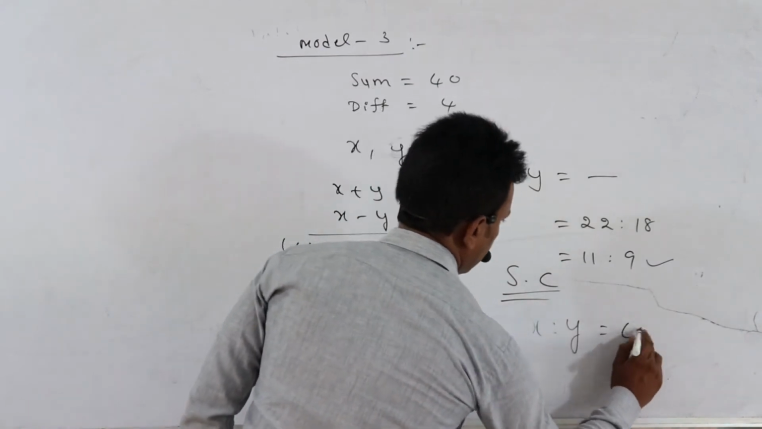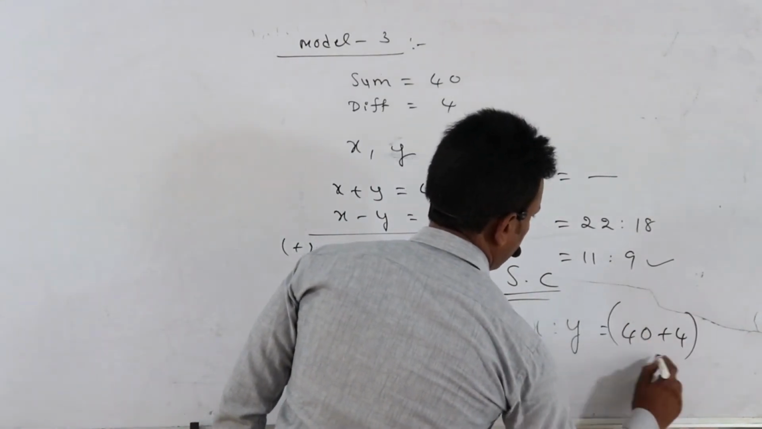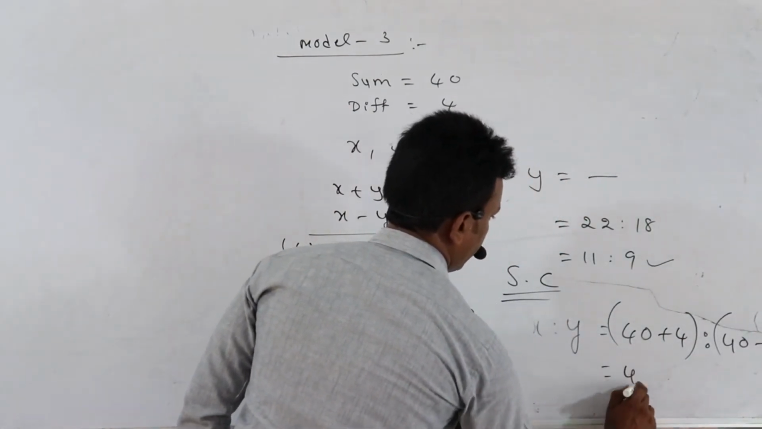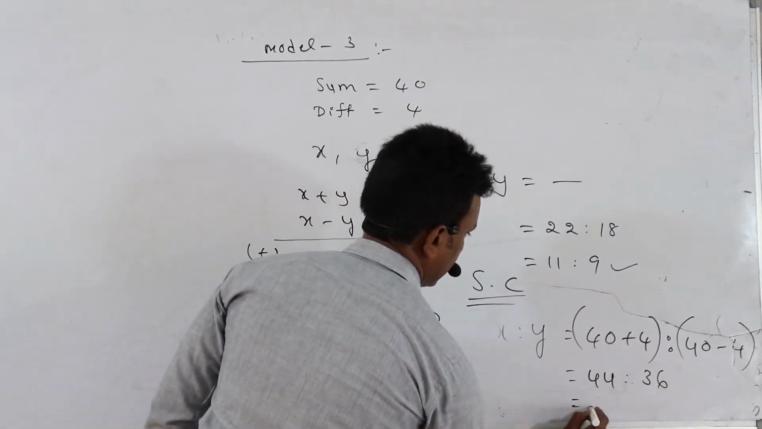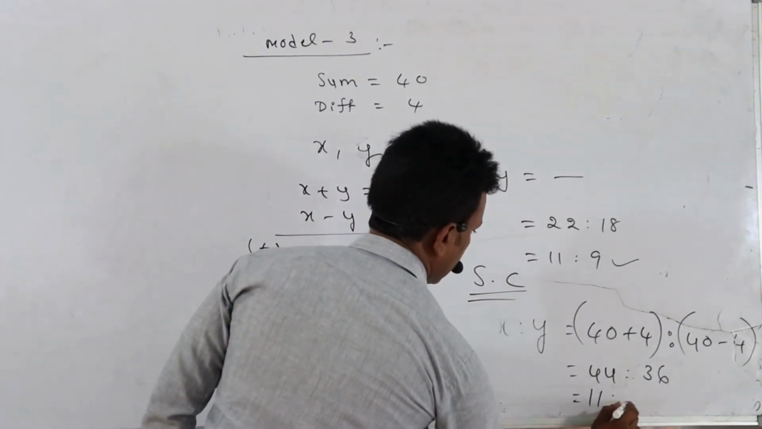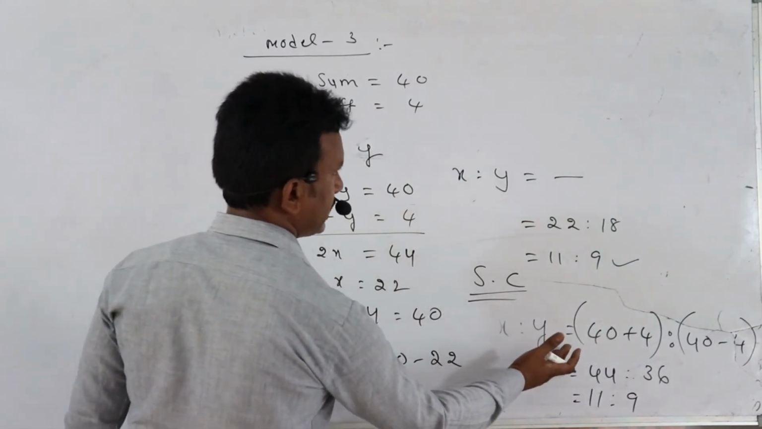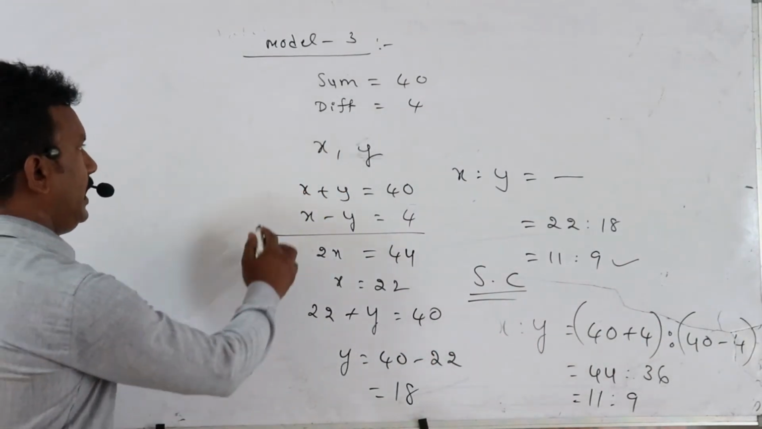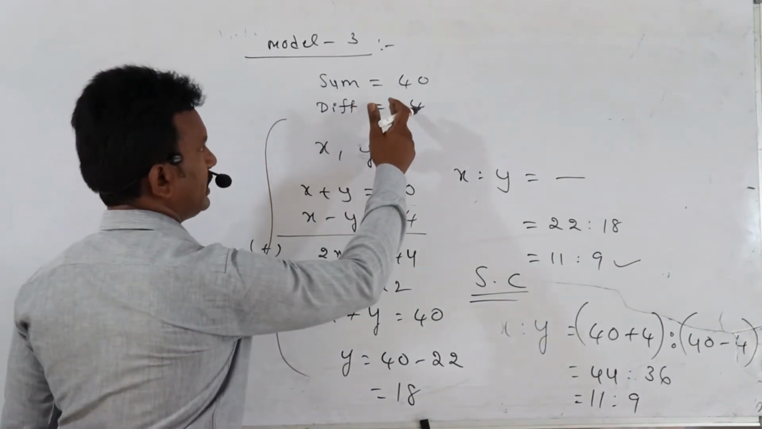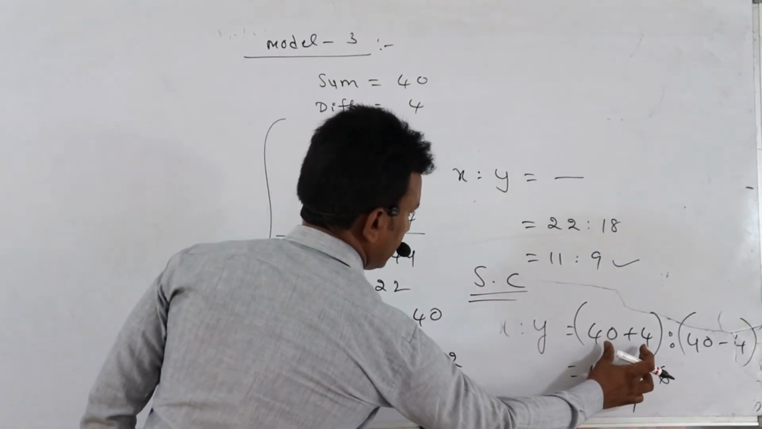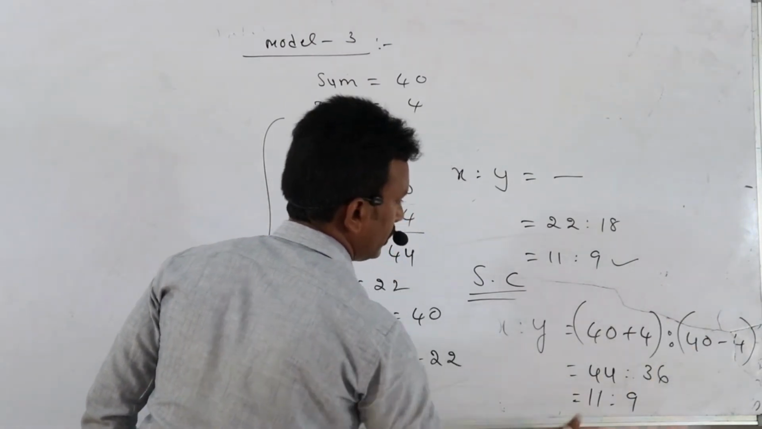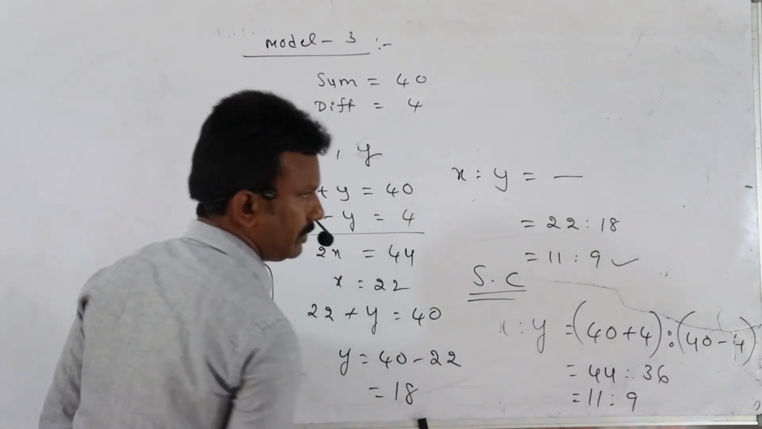So clearly we write 40 plus 4 is to 40 minus 4. That equals 44 is to 36, that equals, 9 table, 4 table, 11 fours and 9 fours. So this is our simple shortcut. This is a very simple shortcut, whereas the other is a very lengthy procedure. So remember, in the case of the sum and difference of any two numbers, we just write the sum and the difference of the given two numbers. So 44 is to 36, 11 is to 9.